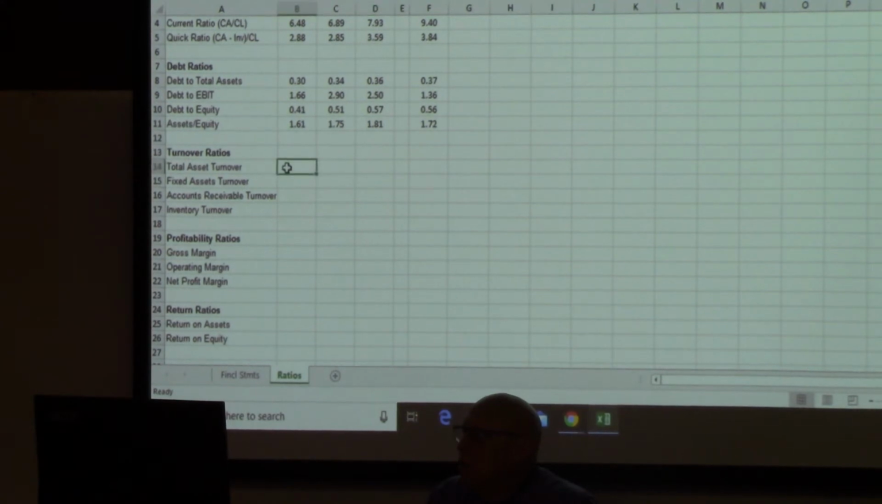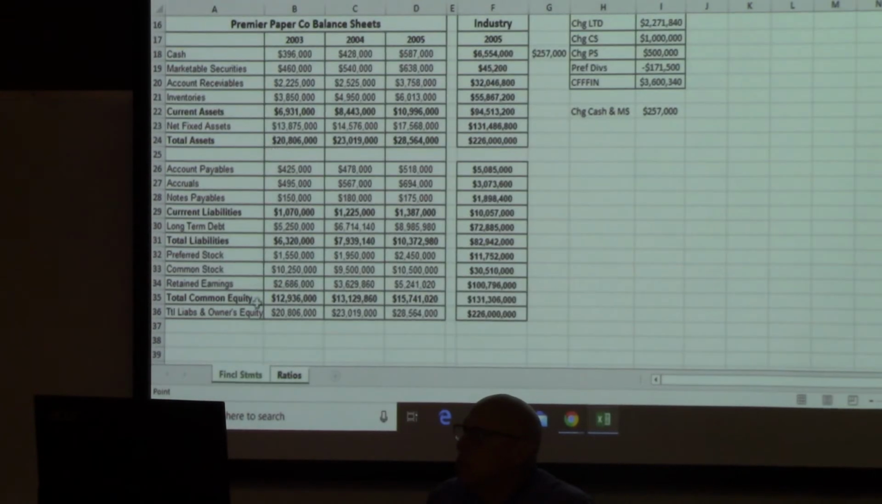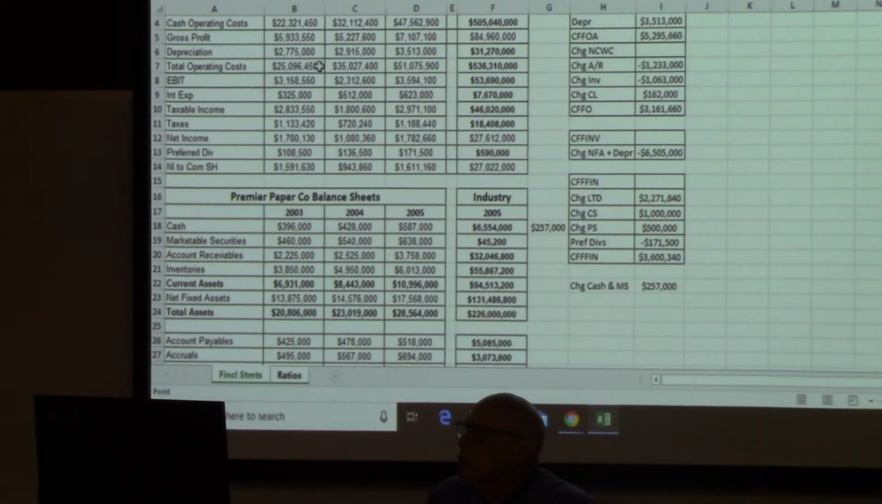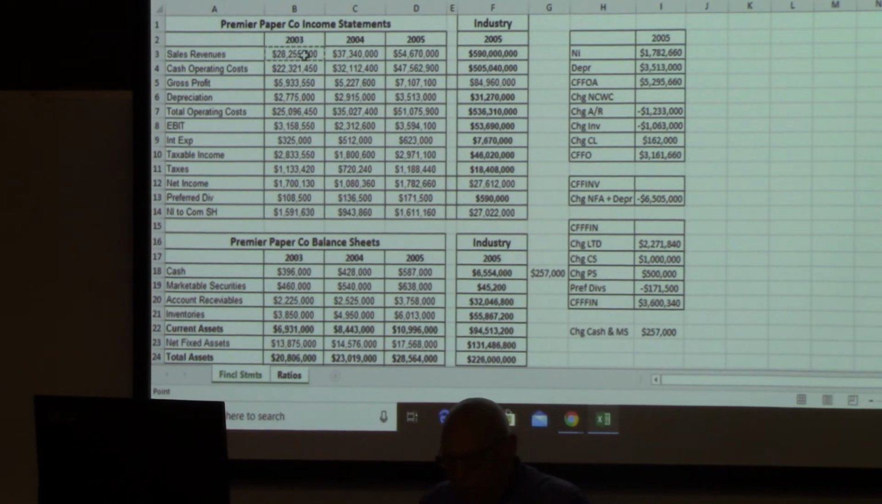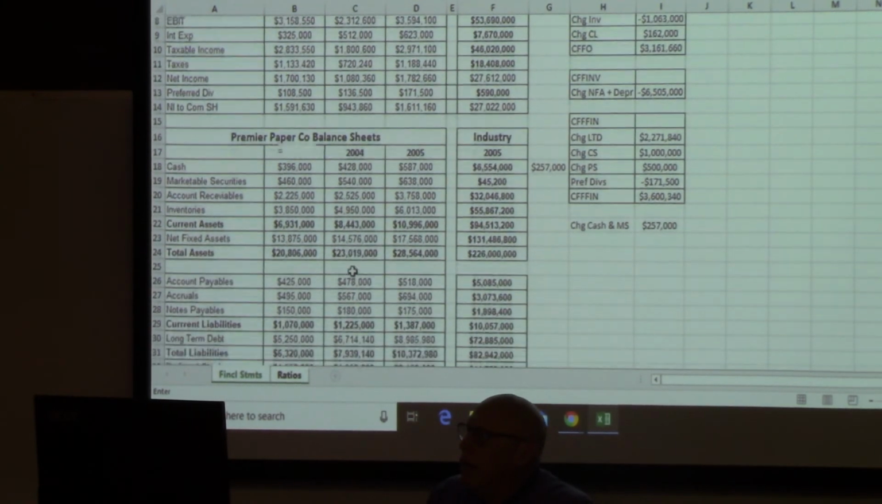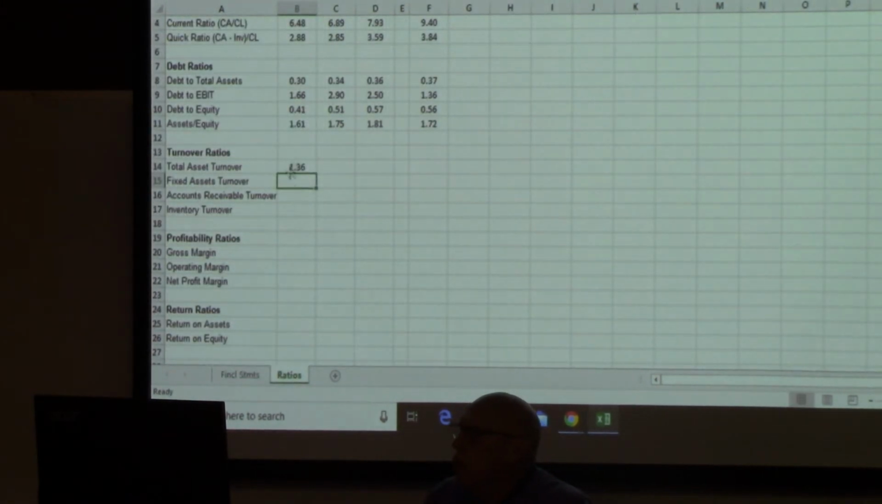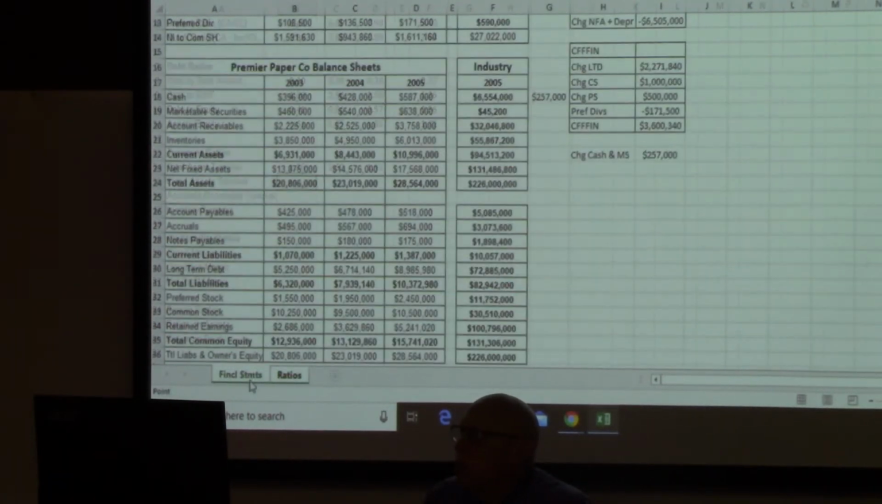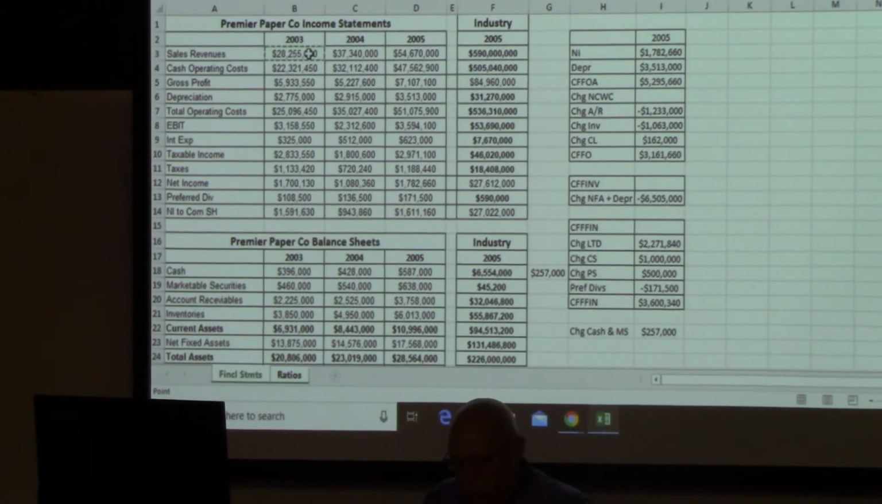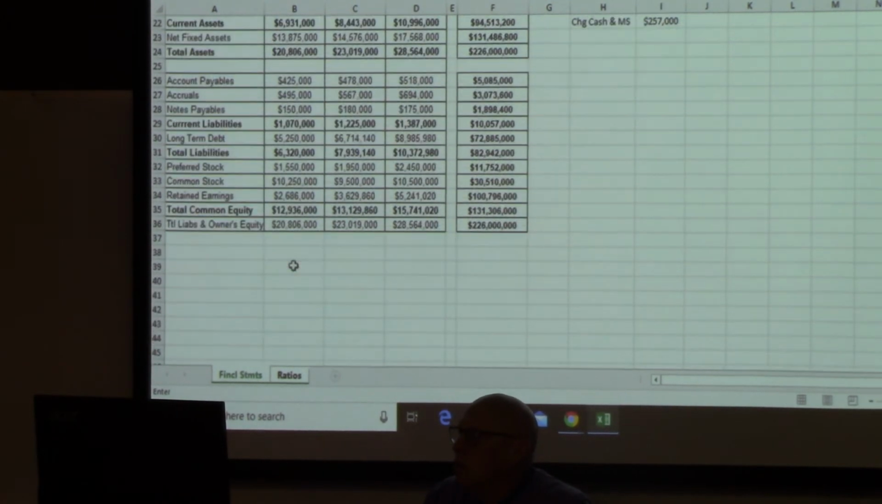All right, now let's do total asset turnover, and that's sales divided by, and again, let's not average, let's just do total assets. The reason we're going to do that is so we can compare it with the industry. We only have 1 year for the industry. And fixed asset turnover is sales divided by net fixed assets.